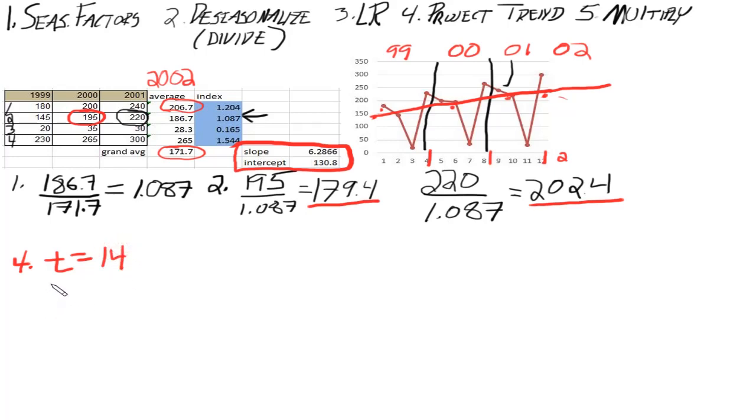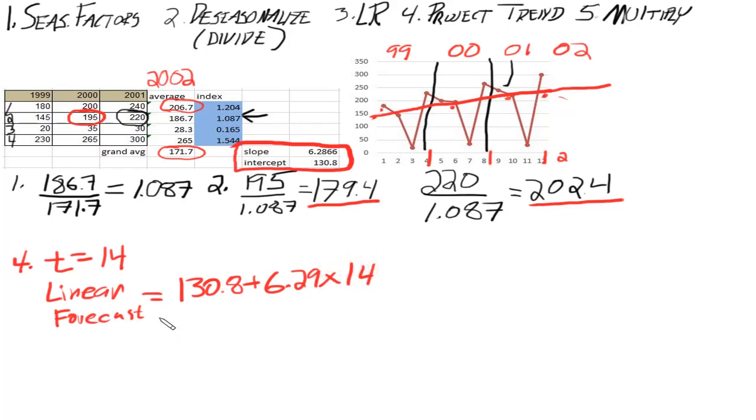So our linear forecast, if you want to call it that, is going to be the intercept, 130.8, plus our slope, 6.29, multiplied by the period, which is 14. So what do we get? We get 6.29 times 14 is 88.06.